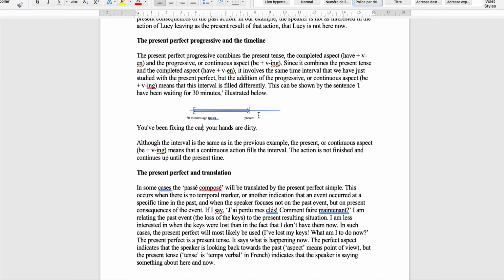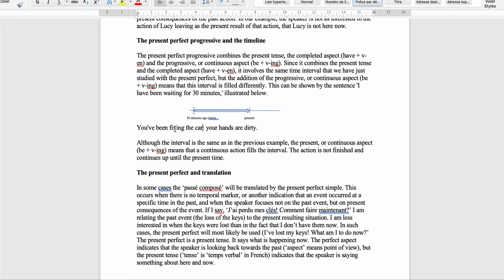But notice we're still saying that there's a present consequence. When we use the present perfect, whether it be the present perfect simple or continuous, we're insisting on present consequences, but this time we're not going to be focusing on the car that indicates the end of the activity because we're not saying it's over. So that means we're going to be focused on, let's just say, something else.